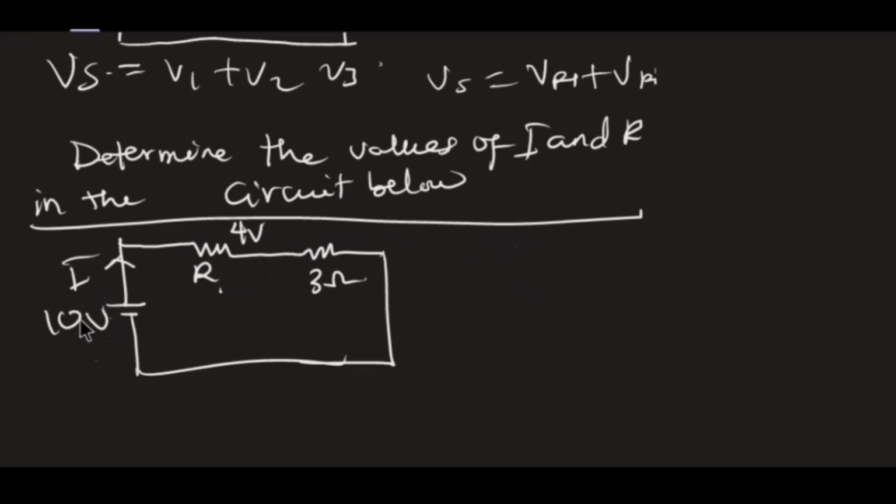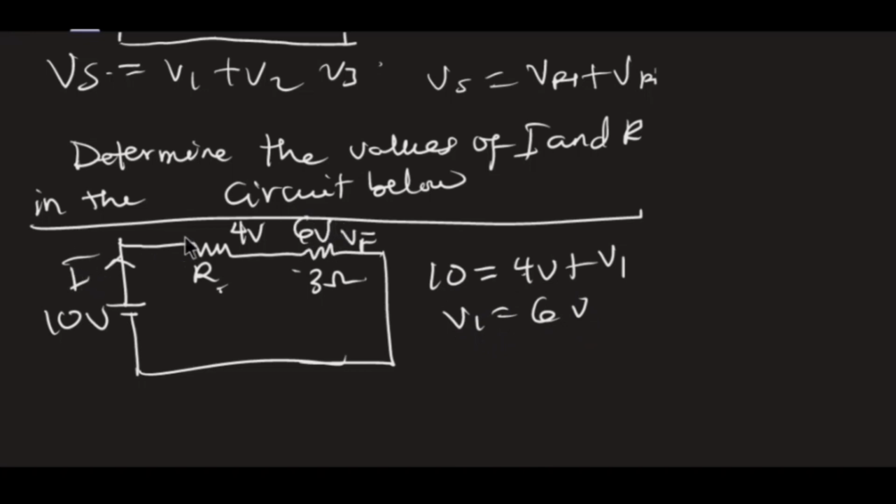The total voltage here is equal to the voltage drops across this and this. Hence 10 is equal to 4 volts plus the voltage drop which I don't know here, so let me say V1. Hence 10 minus 4, my V1 will be 6 volts. Then I'll get to know that this place is 6 volts.